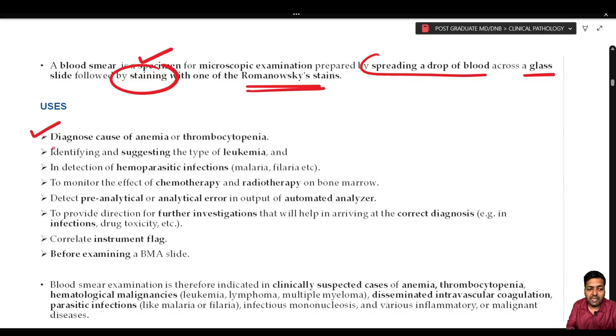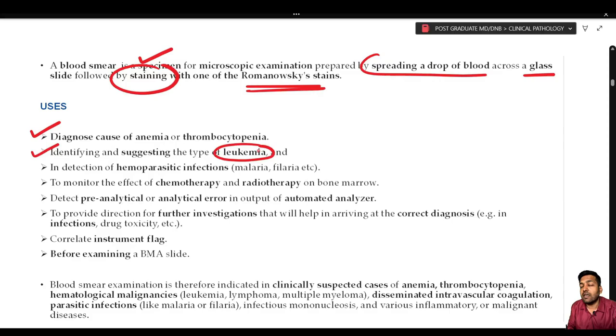Then, for identifying and suggesting the type of leukemia, for example, if there are signs and symptoms of leukemia like fever, anemia, infections, bone pain, then to confirm, you are going to write down a peripheral blood smear. In addition to the CBC, you will write down the PBS, wherein the pathologist has to examine the slide and comment on the presence or absence of abnormal cells.